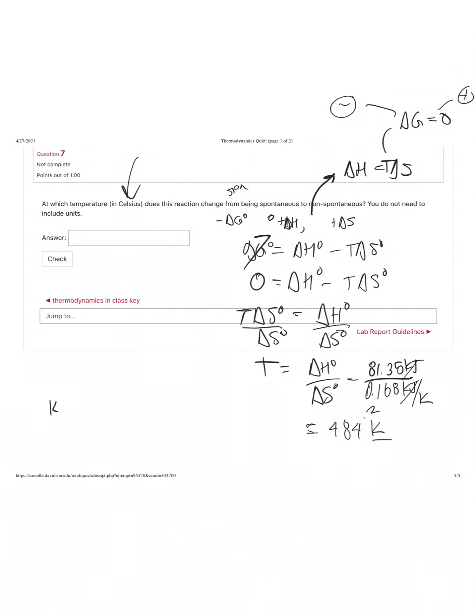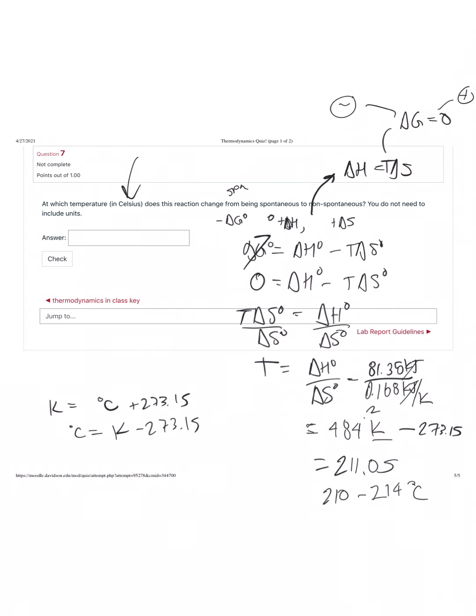So temperature in Kelvin is equal to temperature in Celsius plus 273.15. To find the temperature in Celsius, you have Kelvin minus 273.15. So that's 484.2 minus 273.15, which on my calculator gives 211.05. But honestly, as long as you're between 212 and 214 Celsius, we are okay. So this is around 212 degrees Celsius. Those are our answers for 2 to 7.